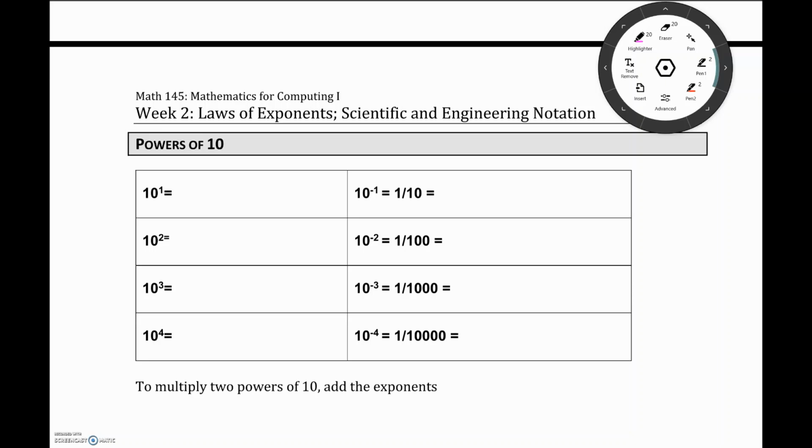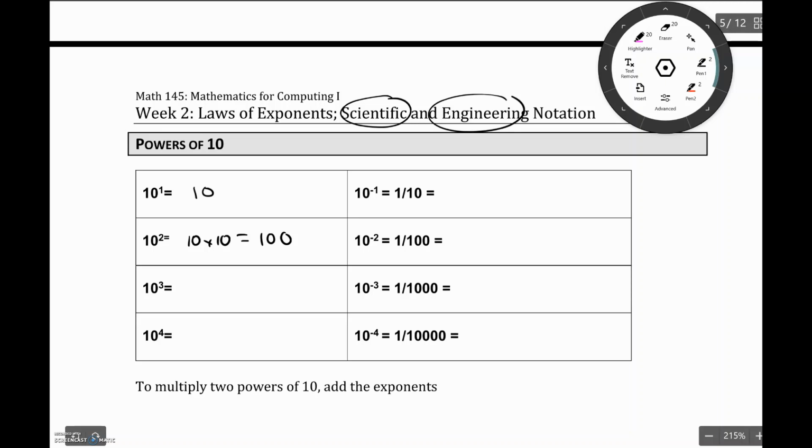We'll just take a minute or two to look at powers of 10. Now, 10 is a very special base, which we find very useful when we're expressing numbers in scientific and engineering notation. So let's do a few examples here. 10 to the 1 just means 10 multiplied by itself once, so it's just 10. 10 squared means 10 times 10, which is 100.